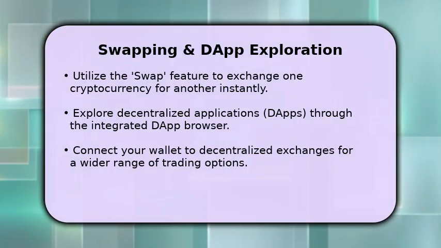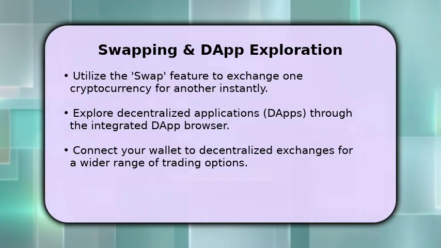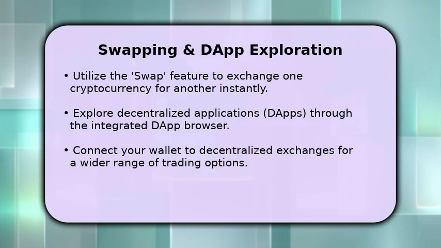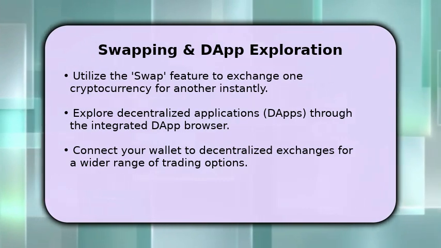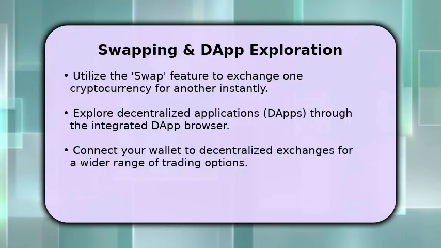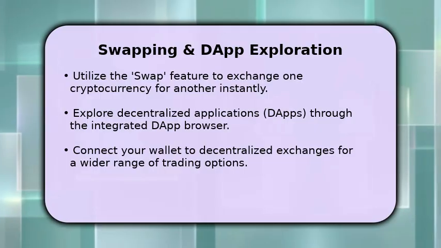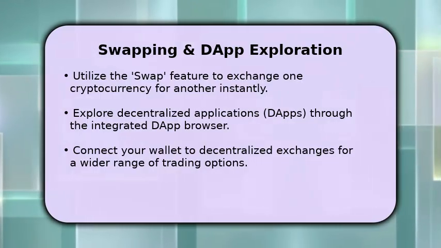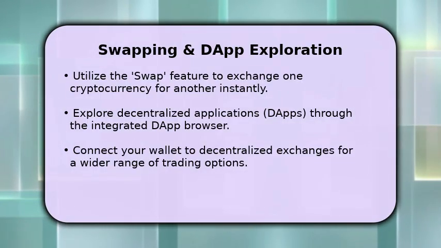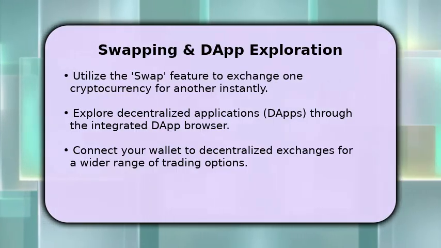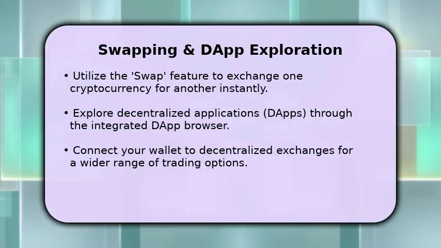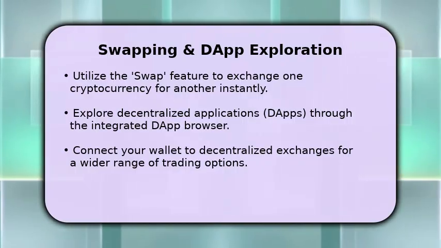Beyond direct purchases, Trust Wallet offers powerful features like the swap function, allowing you to exchange one cryptocurrency for another directly within your wallet in just a few taps. You can also explore a vast ecosystem of decentralized applications, or dApps, using the built-in dApp browser. This opens up opportunities to connect with decentralized exchanges, participate in yield farming, or engage with various Web3 protocols, expanding your crypto possibilities significantly.